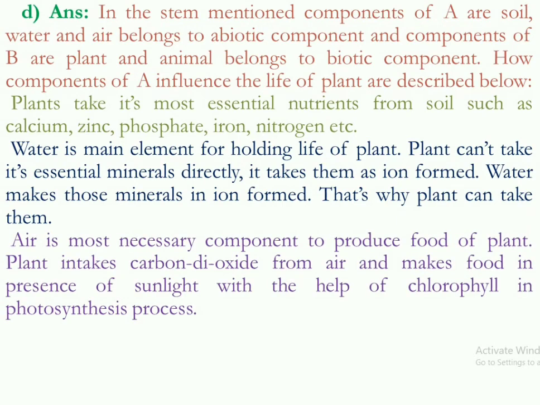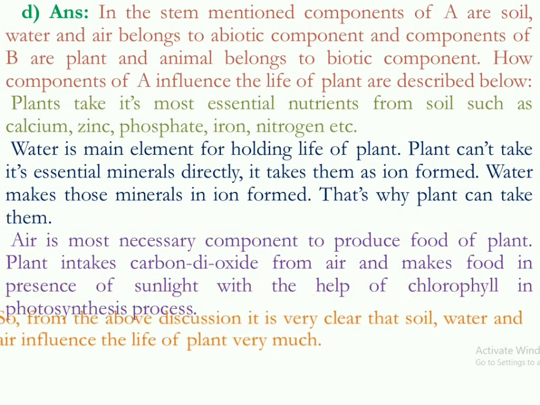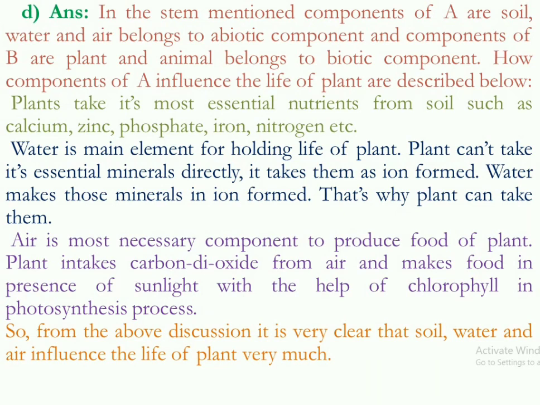Air is the most necessary component to produce food of plant. Plant takes in carbon dioxide from air and makes food in the presence of sunlight with the help of chlorophyll in the photosynthesis process. The process we have seen earlier in chapter 5. So air is also important because carbon dioxide is present only in air and plant takes this carbon dioxide from air. So air is important also in plant's life. That is how we can say water, soil and air influence the life of plant very much.